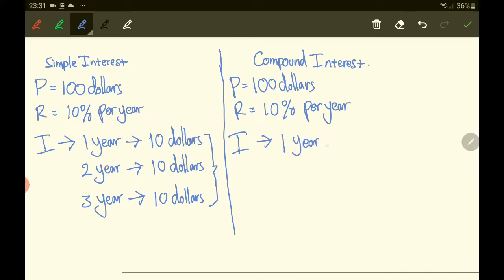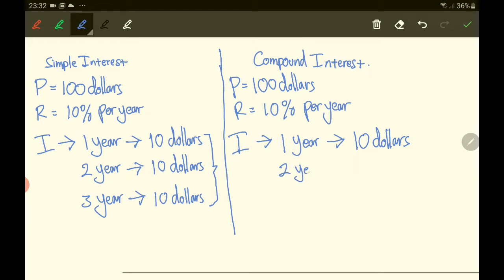In the first year it's just simple. You also have 10% out of $100. It means you will get $10. So it looks the same as simple interest. So what is the difference? The difference happens in the second year.